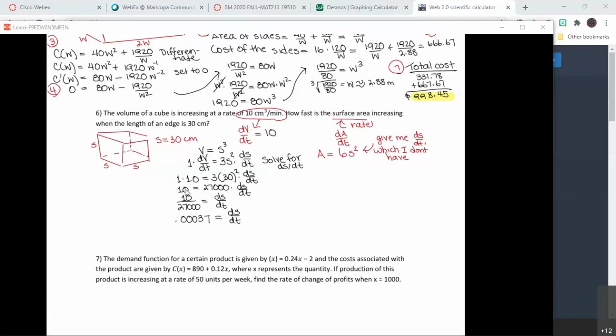You can say it's 1 over 2,700. You can carry it as a fraction if you want, keep it exact. But I'm keeping it like this.